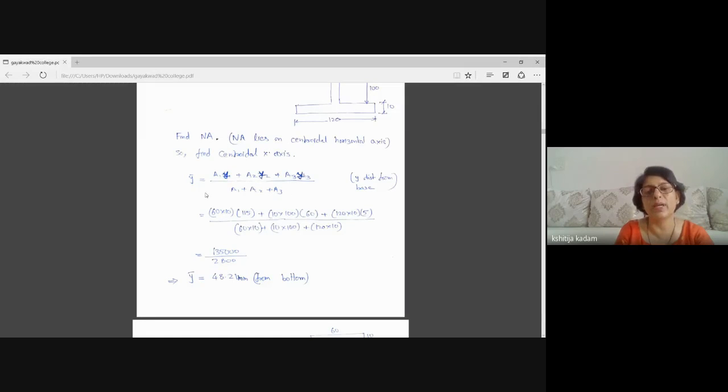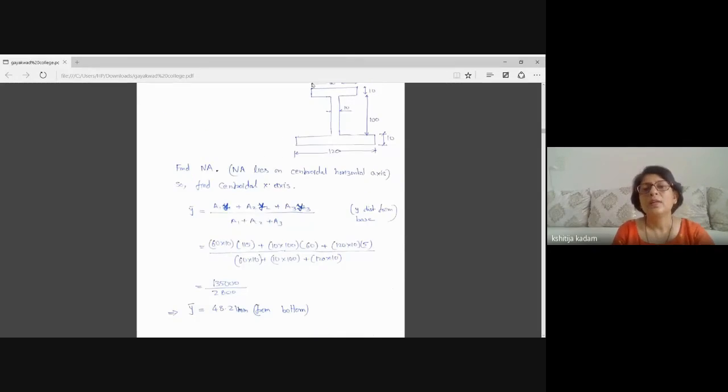This is the formula which you have studied in engineering mechanics. So we will use the same formula here. And here in this formula, we are calculating y from the bottom. This cross section has three parts: upper flange, web, and bottom flange. So I have considered these three as three different areas. So my formula is A1 Y1 plus A2 Y2 plus A3 Y3 upon A1 plus A2 plus A3. So it is simple calculation and we can substitute the values here, and we have calculated y bar, which is the location of neutral axis.